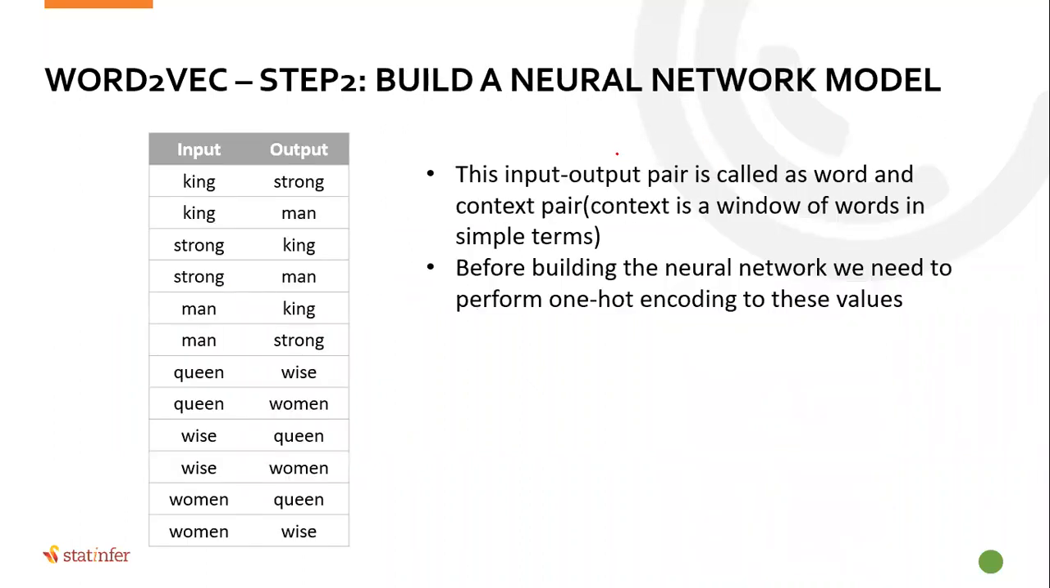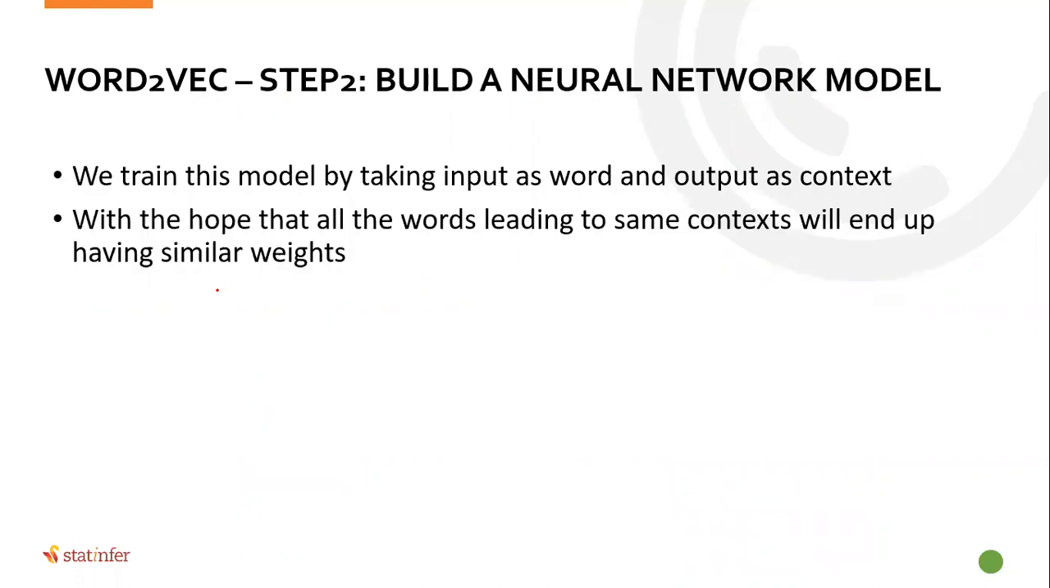The next step: build a neural network model by taking this input and this output. You have this input and this output, and you build a neural network model. What is the idea behind the neural network model? What is the major objective?